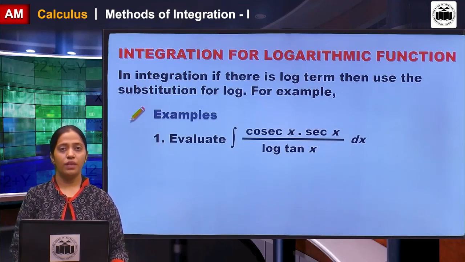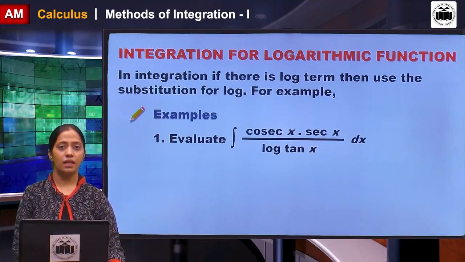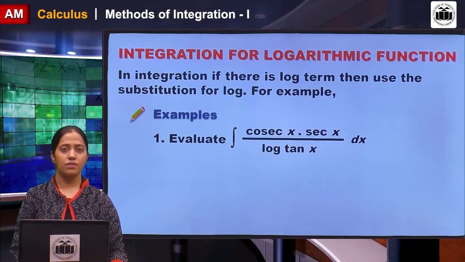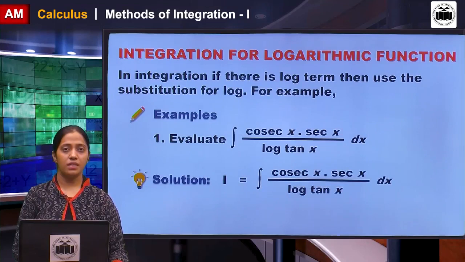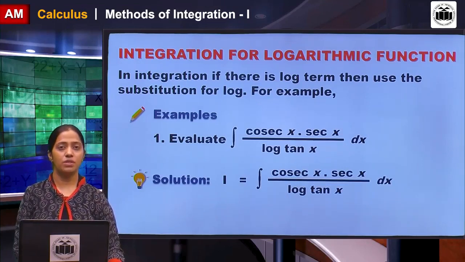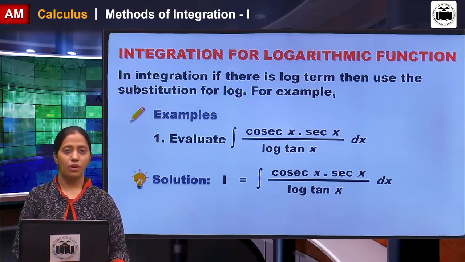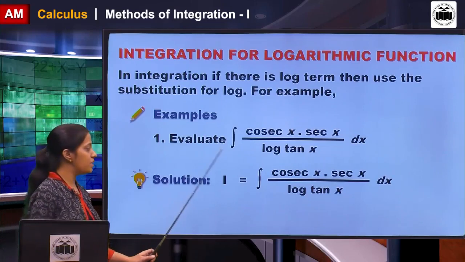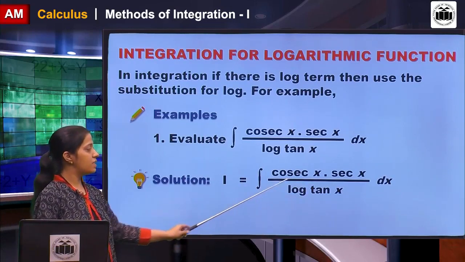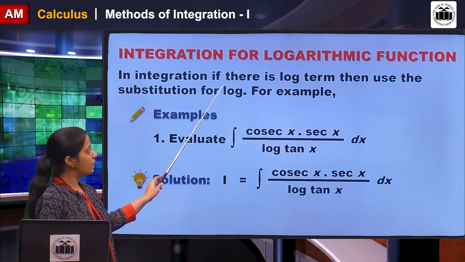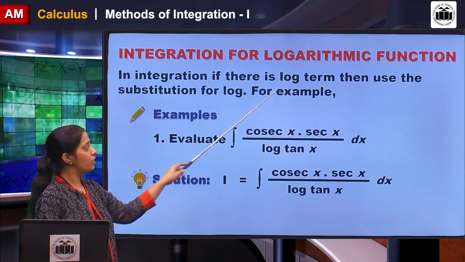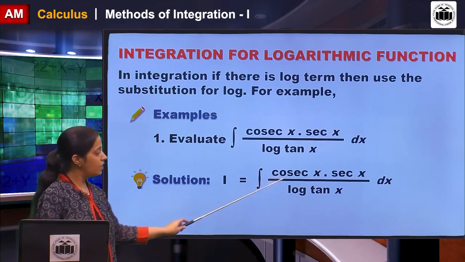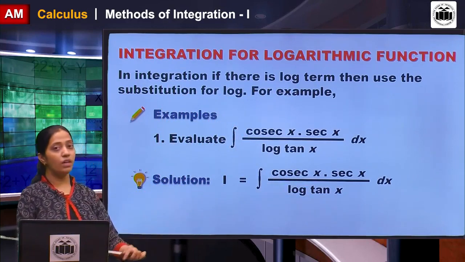suppose we have to evaluate integration of cosec x sec x dx upon log tan x. First we'll substitute, let I is equal to integration of cosec x sec x upon log tan x into dx. Now in this problem, what log term is given? It is log tan x. And what do we do? If any log term is given, use that term for the substitution. So we will take here the substitution for log tan x.